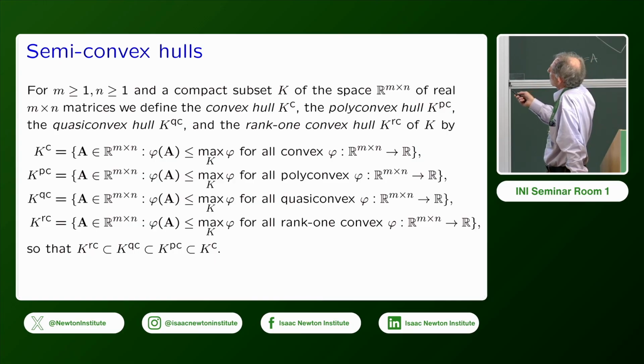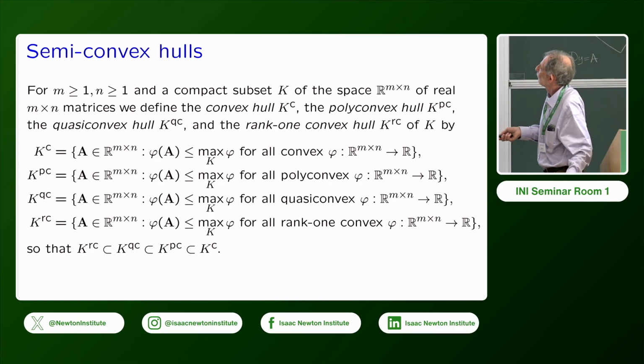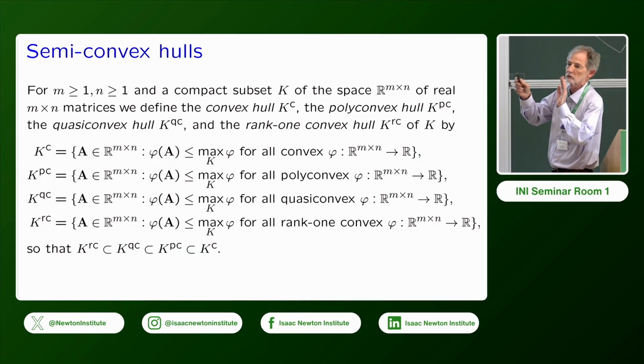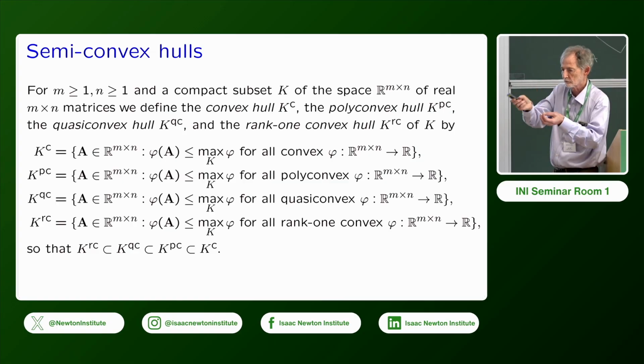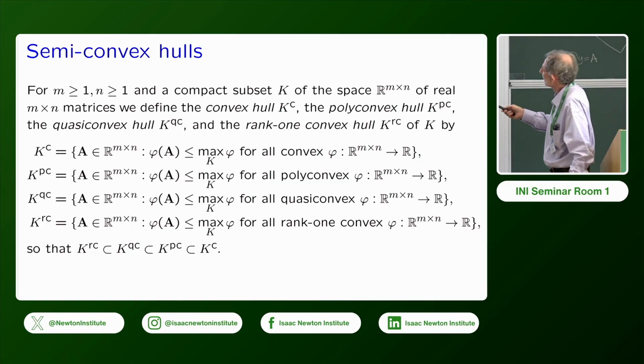So we have a compact set K of n by n matrices. And we can define the convex hull, the polyconvex hull, the quasi-convex hull, and the rank 1 convex hull essentially in the same way. The convex hull is the usual convex hull, finite combinations of things in K. And you can represent that in the following way. It's the set of matrices A such that phi of A is less than or equal to the max over K of phi, for all convex phi.